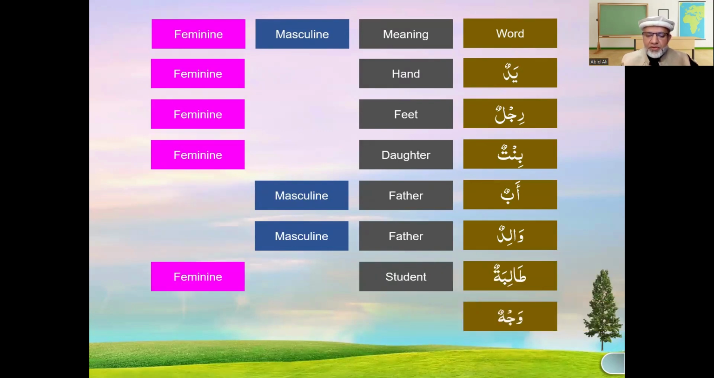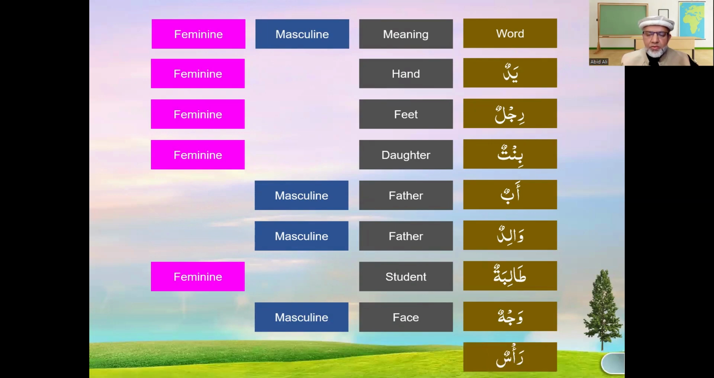Okay. Wajhun. Wajhun is the face. Now we have only one face, and that is masculine, because only body parts which are in pair are considered feminine in the Arabic language. Ra'sun is head, and we have only one. So this is masculine by nature.